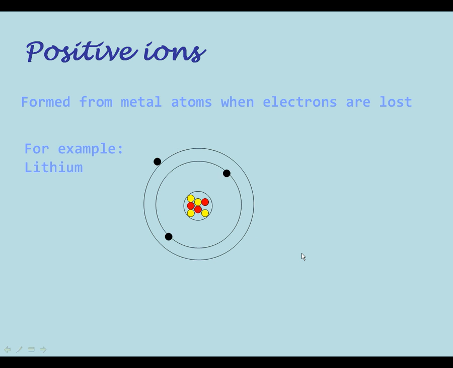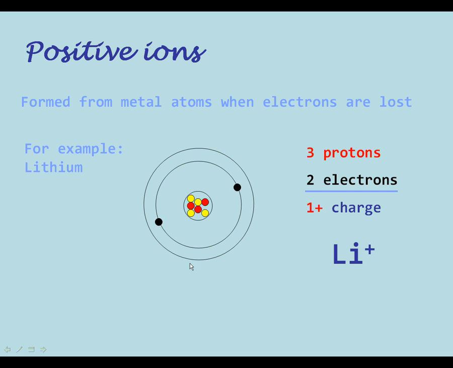Now, when lithium becomes a lithium ion, it's the outermost electron that is lost, like that. Let's have a look at that again. The outermost electron is lost. And so now we have a situation where there are 3 protons left in the nucleus, 1, 2, 3, only 2 electrons left. Because the protons are positive and the electrons are negative, the resultant charge on lithium is 1+, and it's written in this form, Li+.